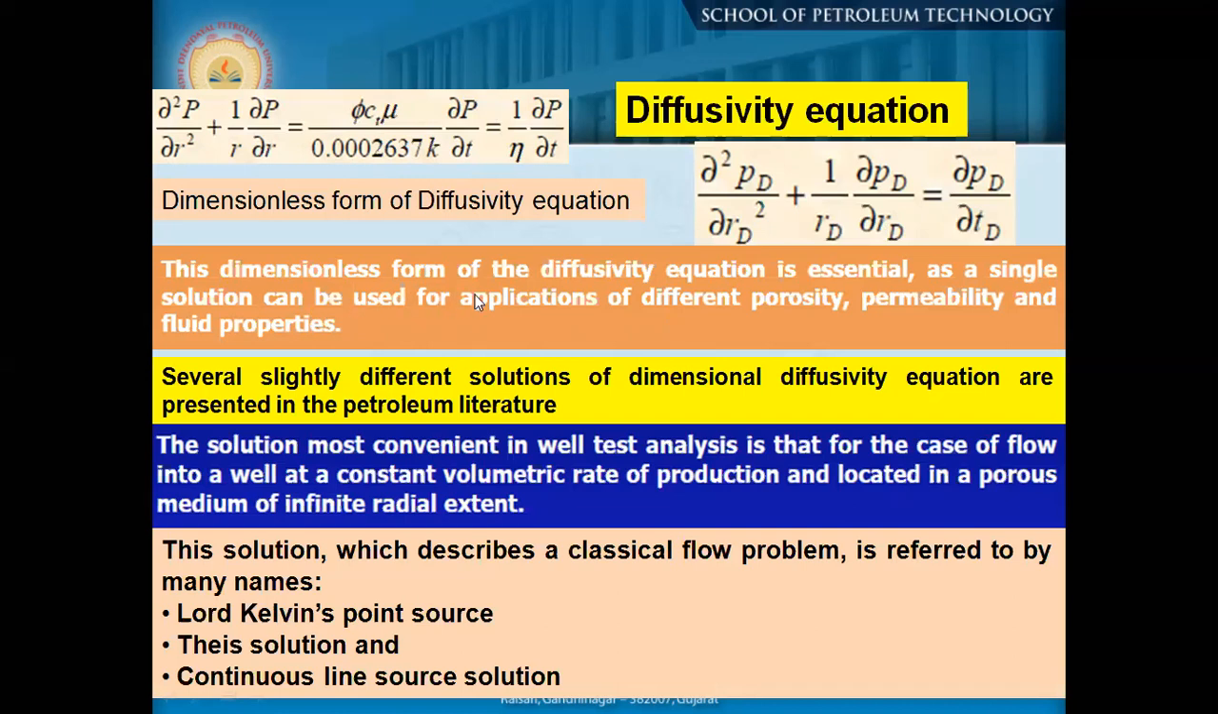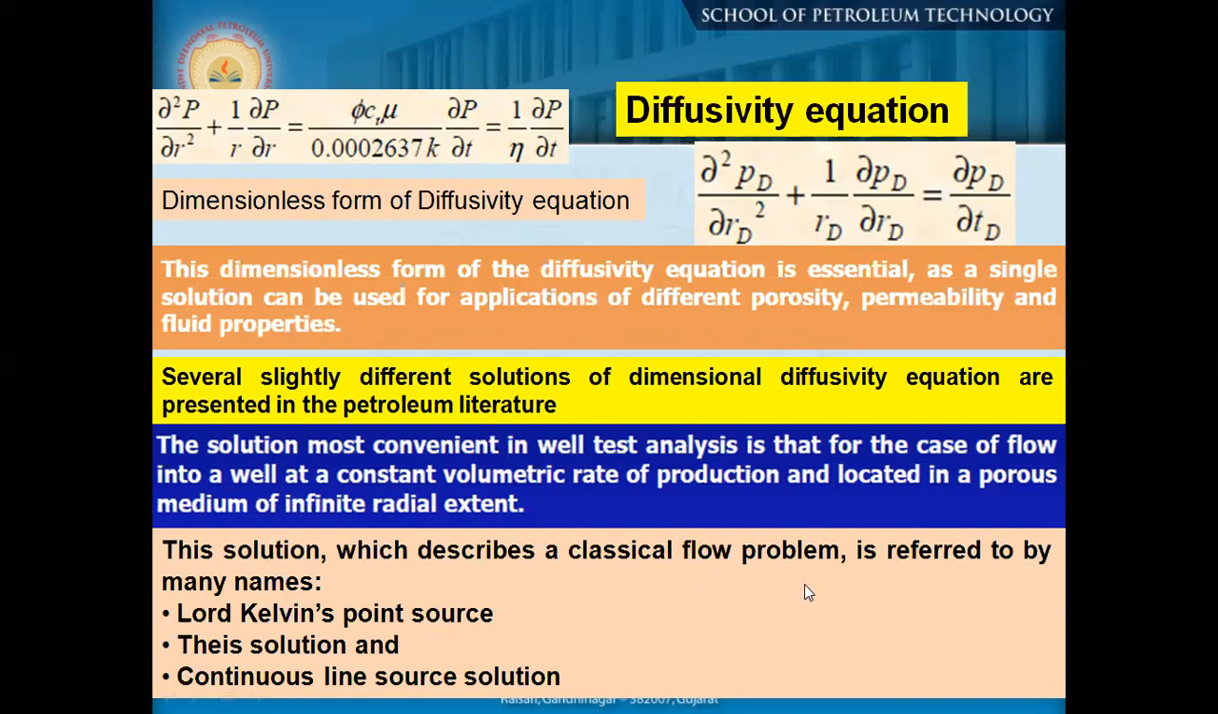So this dimensionless form of the diffusivity equation is essential as a single solution can be used for application to different porosity, permeability and fluid properties. This formulation is the base formulation using which we try to solve well test analysis or the flow within our reservoir. Several slightly different solutions of the dimensionless diffusivity equation are presented in petroleum literature. Okay, so the solutions are: Lord Kelvin's point source, Hurst's solutions, and the continuous line source solution.